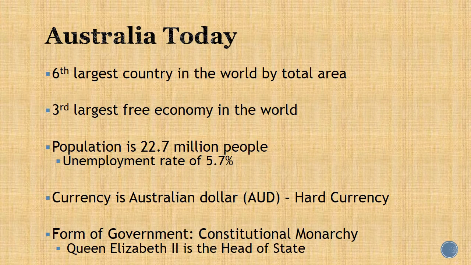Today, Australia is the 6th largest country in the world by total area. It is the 3rd largest free economy in the world and has a population of 22.7 million people. The Australian dollar is their currency, and it is a hard currency, meaning it can be exchanged. Their current form of government is a constitutional monarchy, and Queen Elizabeth II is the head of state.